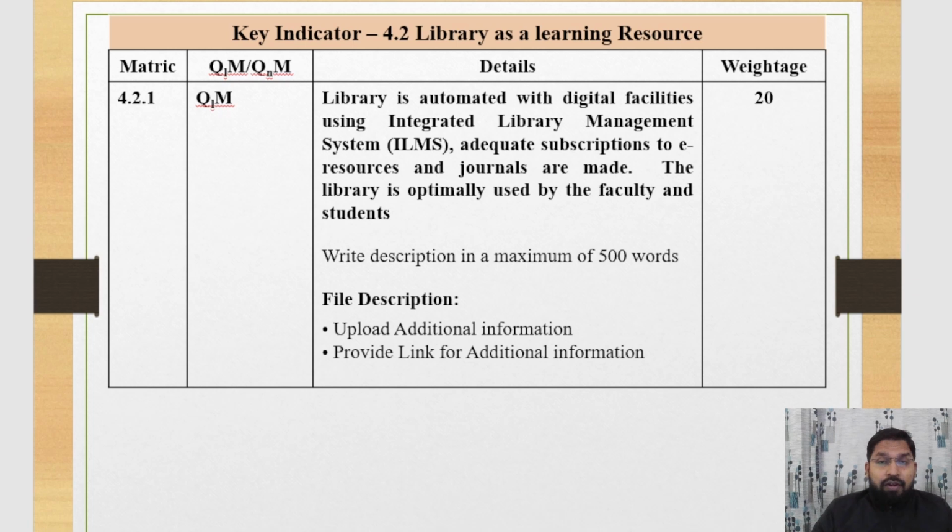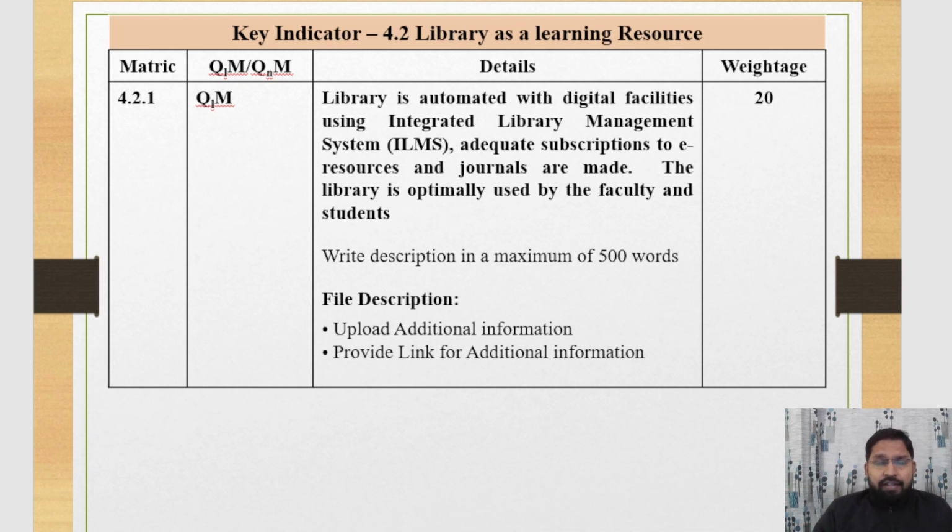You should also explain that your ILMS is integrated with the internet facility, meaning students and faculty members can access the library online. You should explain that. And in terms of the library being optimally used by the faculty and the students, you should mention the number of faculty and students who use the library per day. It may be online or offline.